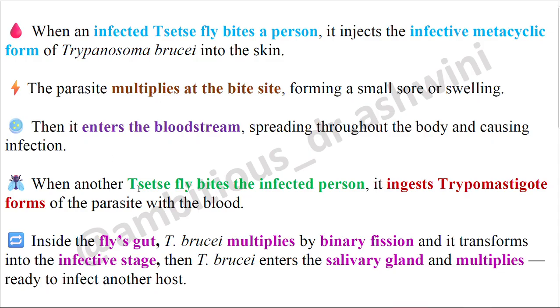When another tsetse fly bites the infected person, it ingests trypomastigote forms of the parasite with the blood. Inside the fly's gut, Trypanosoma brucei multiplies by binary fission and it transforms into an infective stage. Then Trypanosoma brucei enters the salivary gland and multiplies, ready to infect another host.